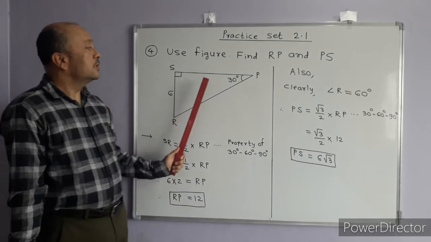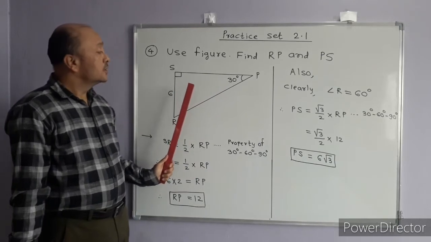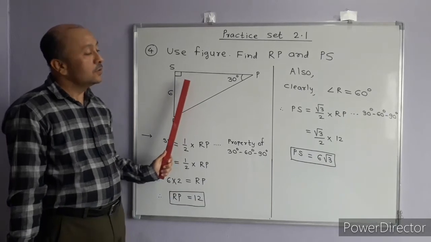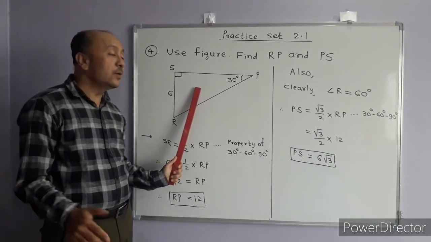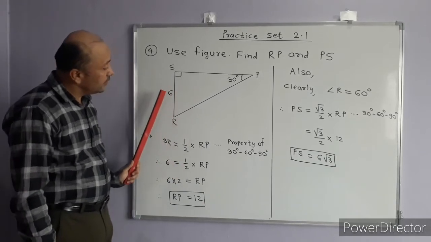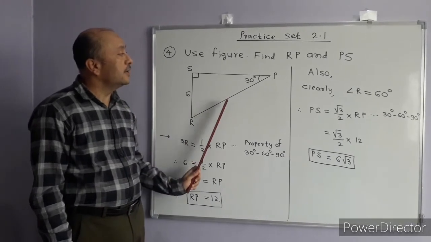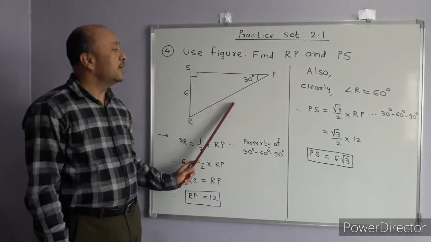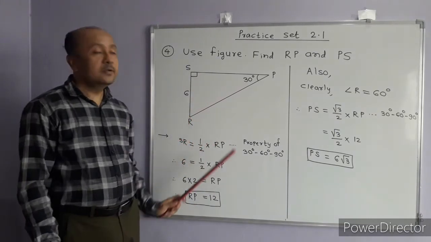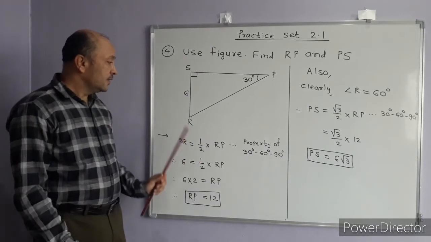Then we can use here the property of the 30, 60, 90 degree triangle. The Pythagoras theorem is useful when two sides are given and we have to find out one. But we know now only one side, and the question asks to find the remaining two sides. So if the triangle is 30, 60, 90, very easily we can find the remaining sides. Look here how it is solved in a very simple manner.